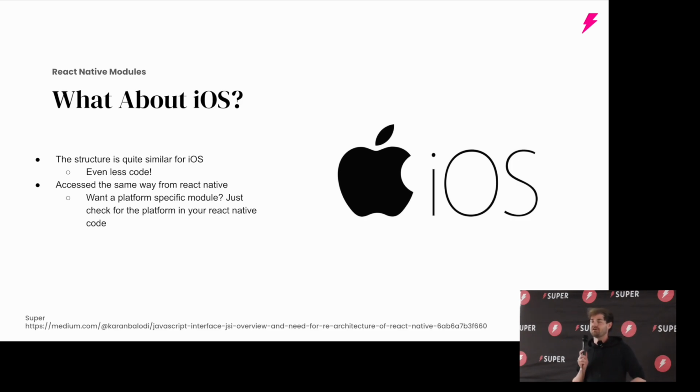If you want something platform specific, which is quite possible, like lots of Apple features that don't exist on Android and vice versa, you can just easily check the platform in React Native and call whatever you'd like there. So we've done that in the past, and it's particularly important for background location stuff, where the functionality is quite different for both platforms.